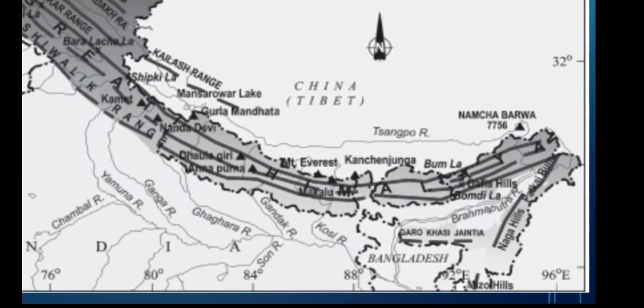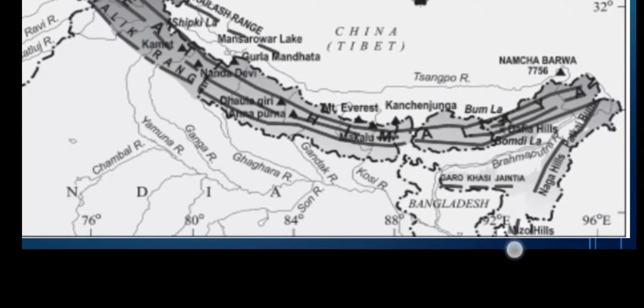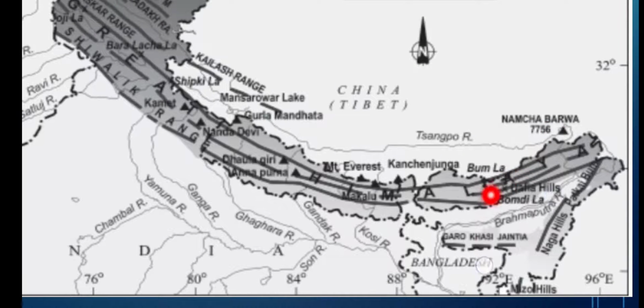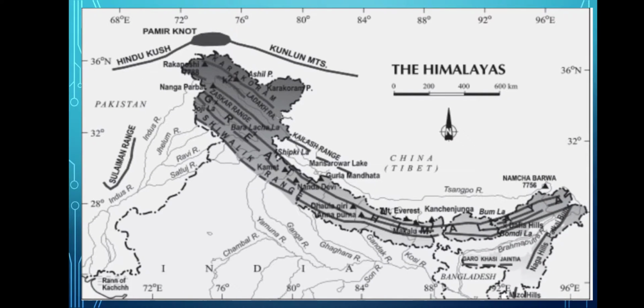This part of the mountain ranges in the east is known as the Purvanchal hills, or the Eastern Himalayas. So these are the things that you can see. Several other peaks are also given on this map, but only the few important ones you will learn.